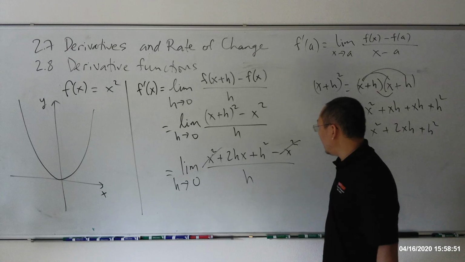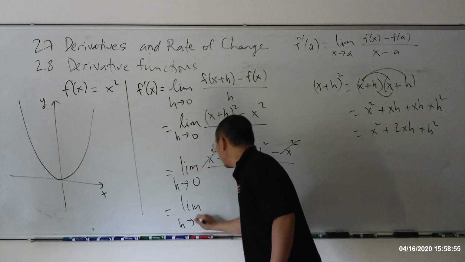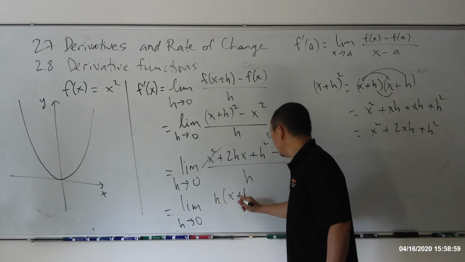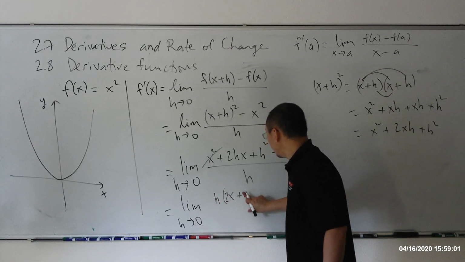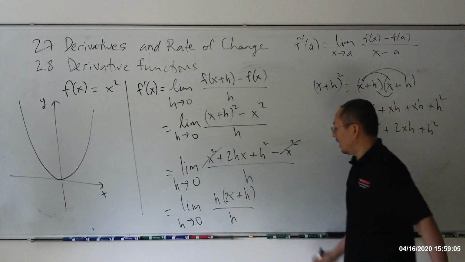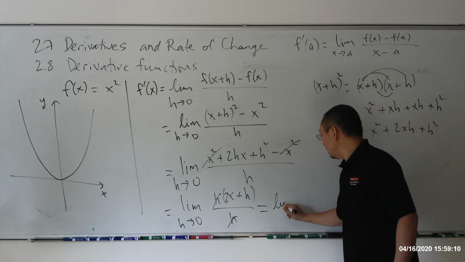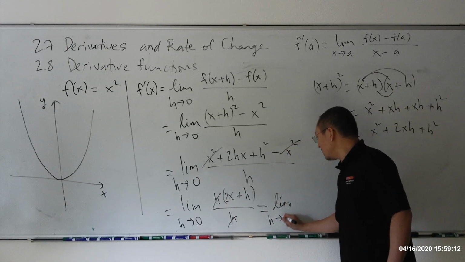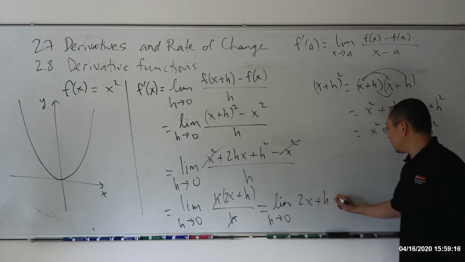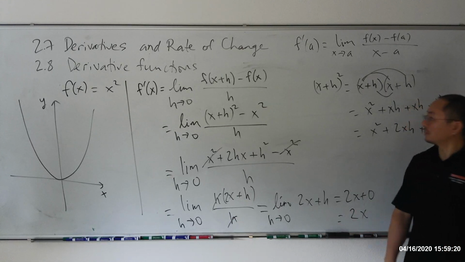We're going to factor out the h on top. Limit as h approaches 0. Factor out the h. We got h times 2x plus h, over h. Okay, factor out the h. We have that, and then we cancel out the h. We have the limit as h approaches 0 of 2x plus h, and now plug in h equals 0. This is 2x plus 0, which is 2x.